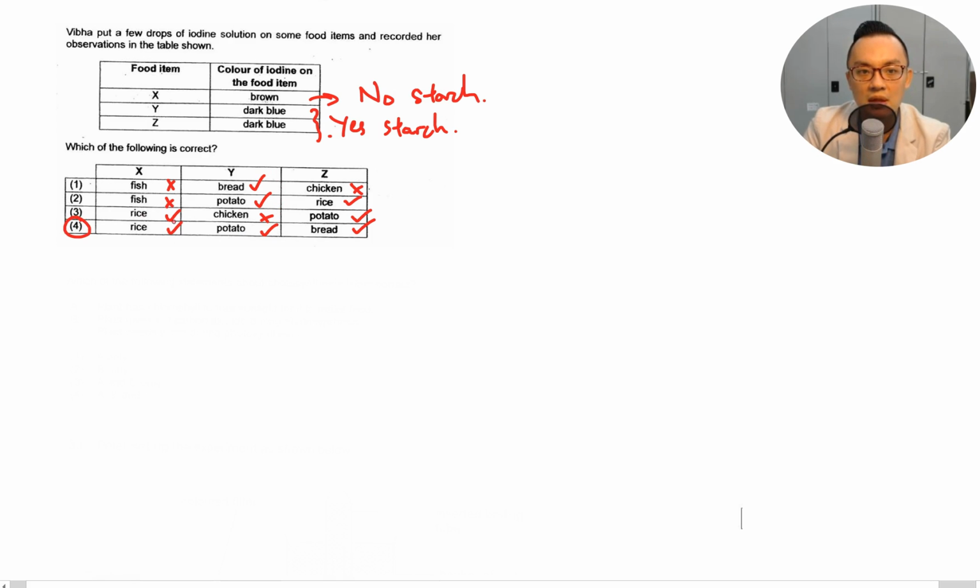So answer is number 4. All right, so you have to remember that rice is starch. Potato is starch. Wait, sorry. Made a mistake over here. It's not number 4. So again, X has no starch, right? So I made a mistake over here. X has no starch, therefore fish is correct. Rice is wrong because rice is starch. So answer is number 2. All right, fish, potato, and rice. So fish will remain as brown. Potato and rice will turn dark blue because they are made up of starch.